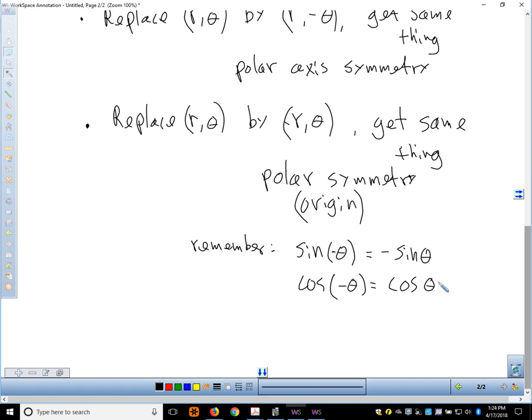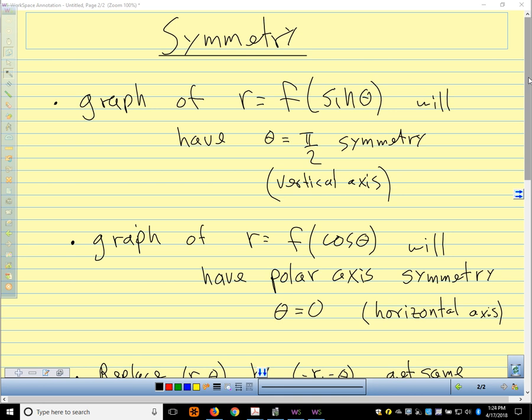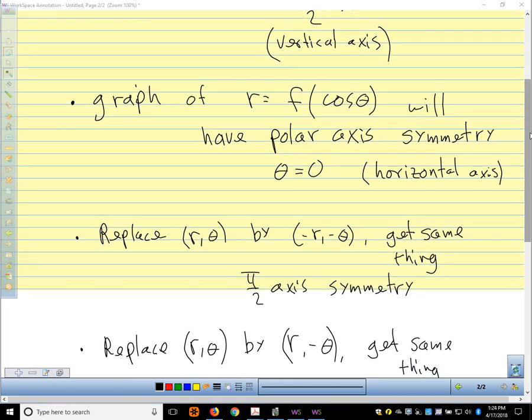All right, so questions about our symmetry rules. If you remember these two, this is going to get you most of what you need. All right, so let's sketch another graph using symmetry.